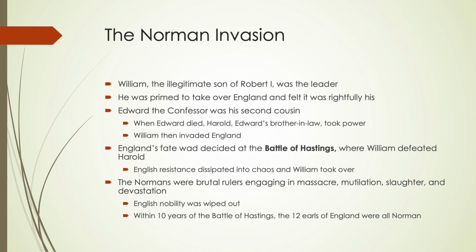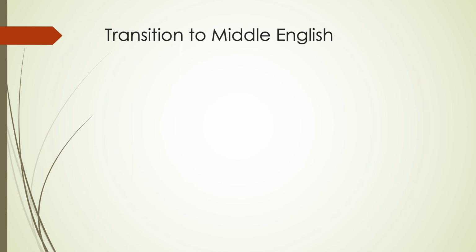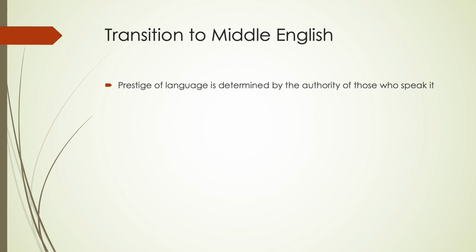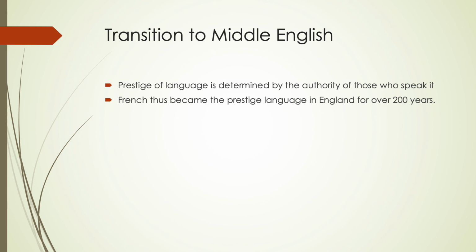Within 10 years of the Battle of Hastings, all of the Earls of England were Norman, and so they're all coming from mainland Europe and taking over the British Isles, bringing their own culture, their own language, their own influence during this time. So this was a super, super important moment, and this was what led to our transition into Middle English. If we think about the prestige of language determined by the authority of those who speak it, it's during this time after William takes over that French becomes the prestige language in England for over 200 years.